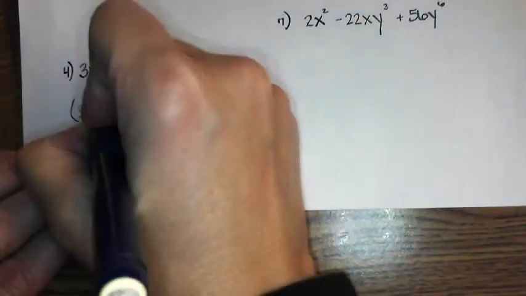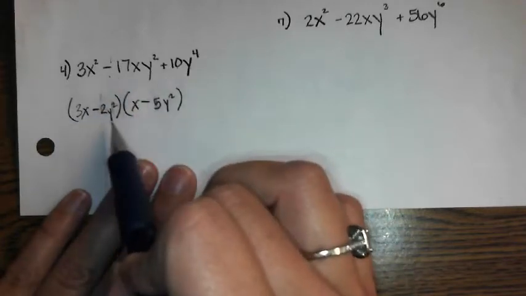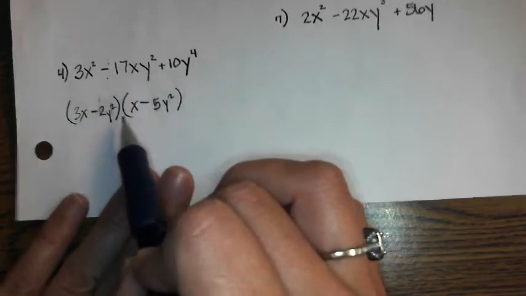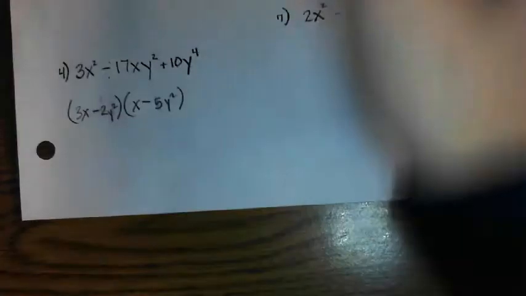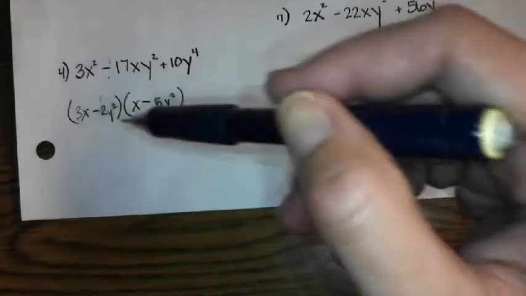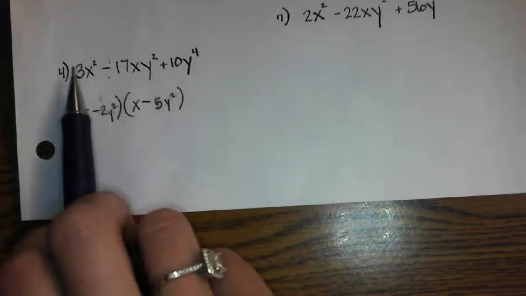2 and 5. Outer product is negative 15. Inner product is negative 2. Those combine to negative 17. So that's the one. Okay? Any questions? So at most here, we've had to guess maybe 4 different combos, but we've had pretty limited coefficients.